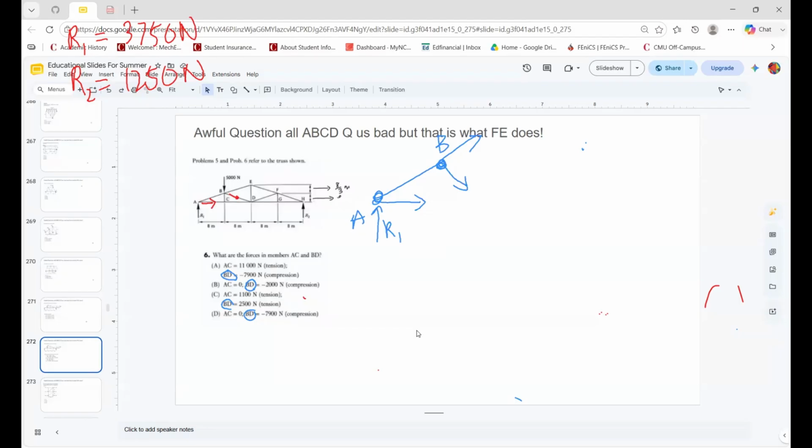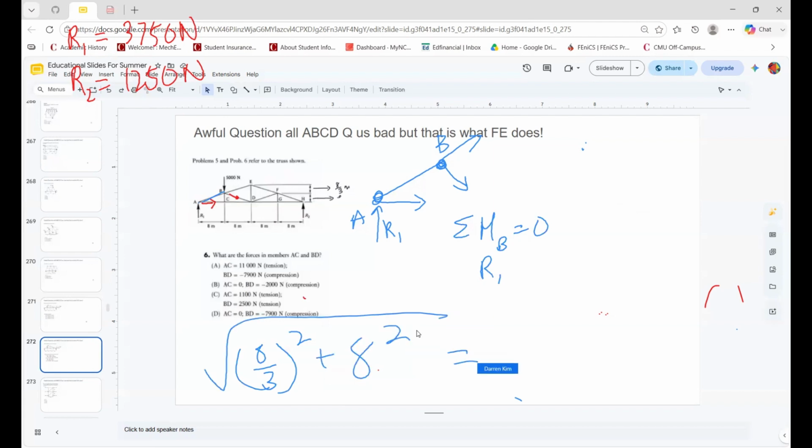I think they're all unique. We can look at AC, either way, you can figure this out. I actually think AC is easier, so let's just look at AC first. Because if we do a moment about B equals 0, then we can say that there are two moments here, and two moments are different. So A times R1 is equal to whatever this distance is, which we'll figure out by doing the square root of (8 divided by 3) squared plus 8 squared. That is 8.4327.